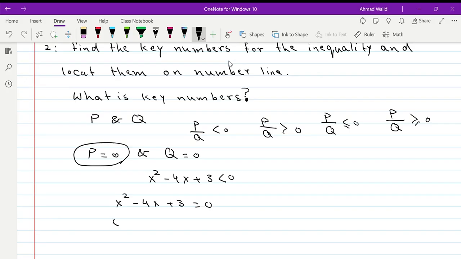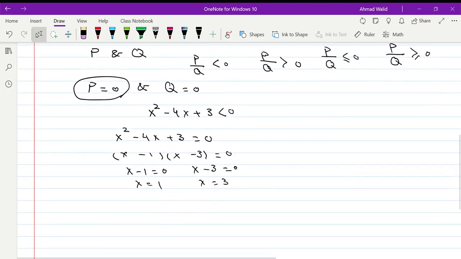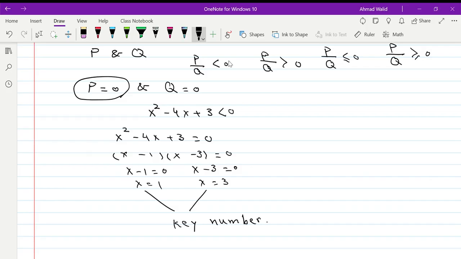Now, how to solve this? Of course, most of them you can factor, correct? x minus 1, x minus 3. And from here, x minus 1 equals 0, x equals 1. Here, x minus 3 equals 0, x equals 3. 1 and 3, we call these two key numbers. Correct? Key numbers.